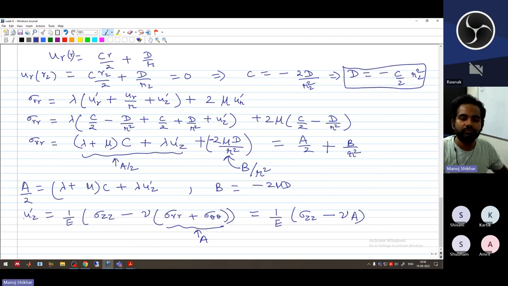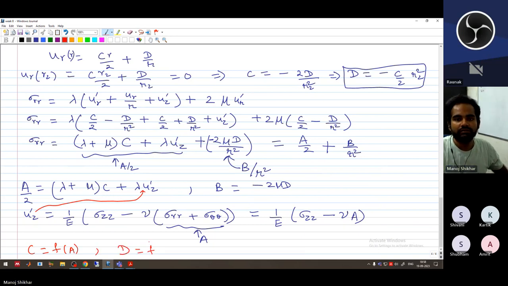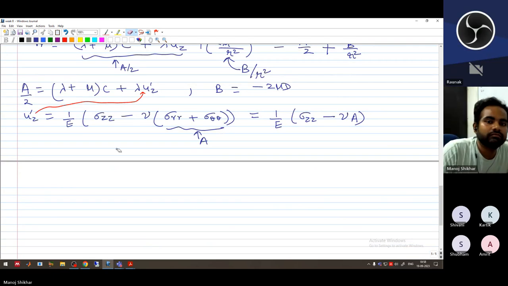So we can replace mu prime z here, and then we can find what is the relation between c and a. C as a function of a, and we can also find d as a function of b. Okay, so maybe I should write it here. Let's not skip it. So after putting this, what we will get?